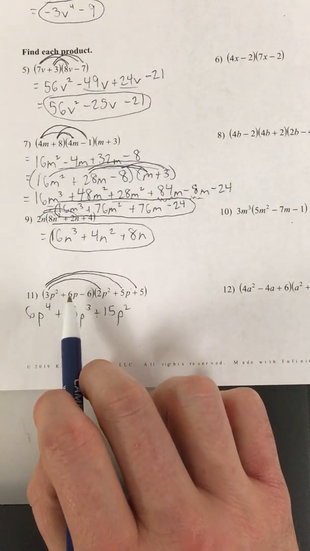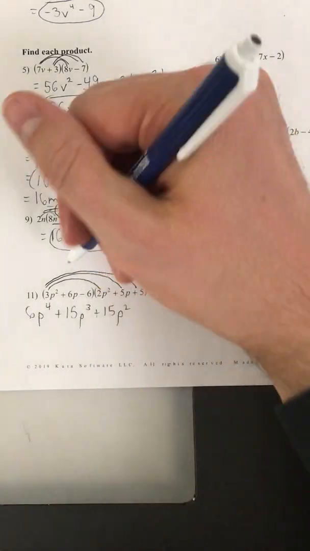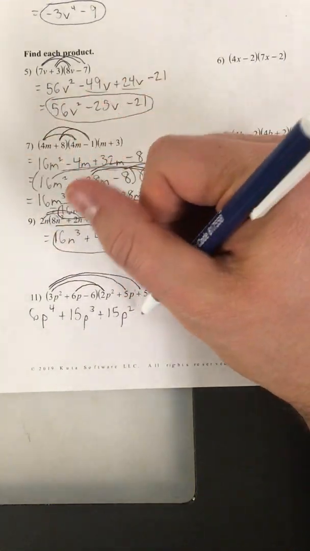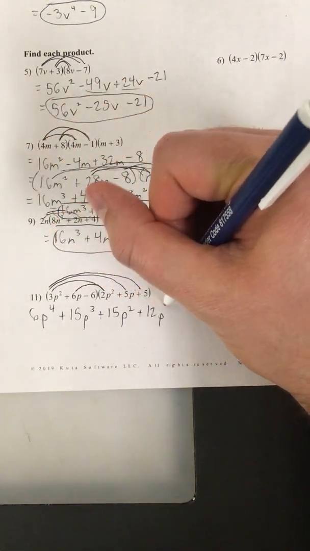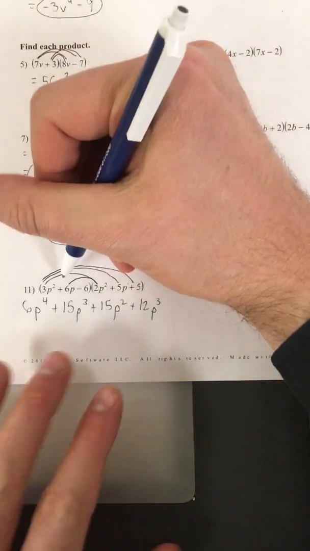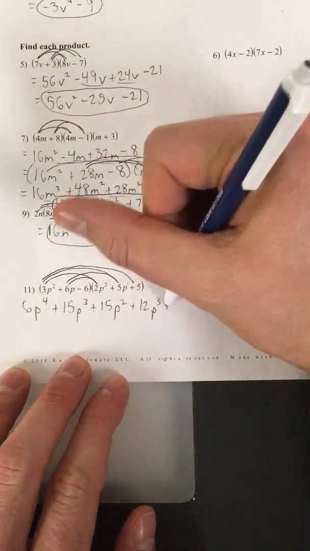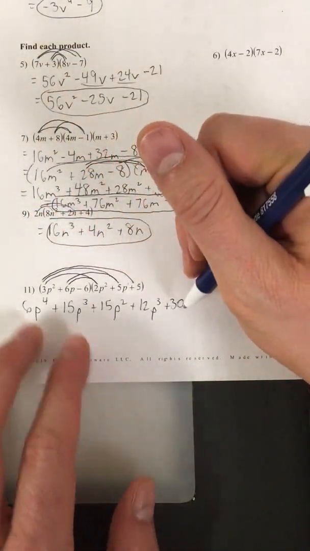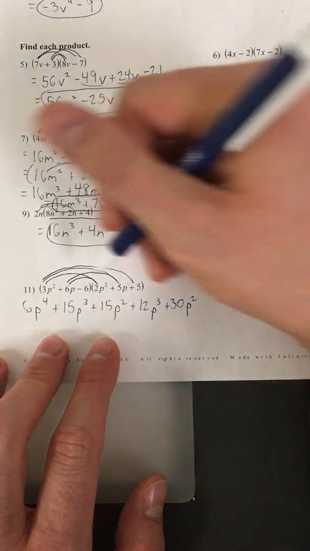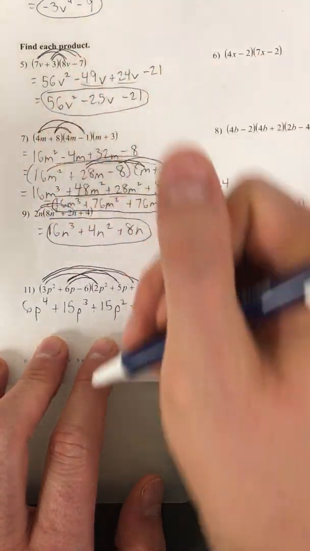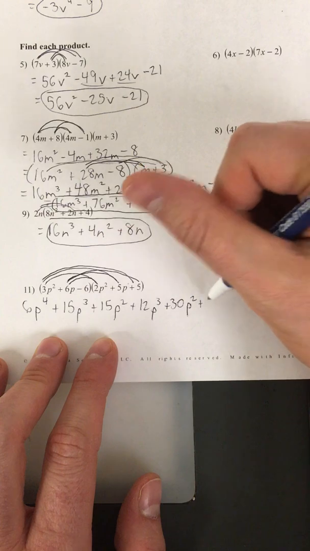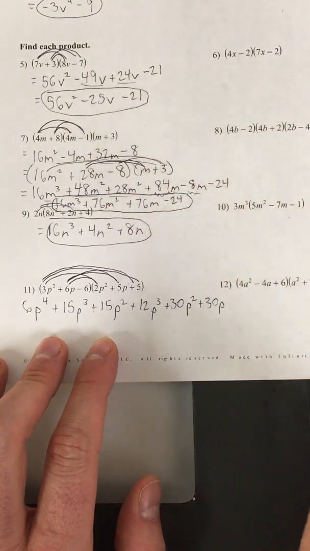I now have to do the same thing with the 6p. Distribute that to each one of them. 6p times 2p squared. Going to be plus 12p to the 3rd. And 6p times 5p. Going to be plus 30 what? P squared. And then 6p times 5. Going to be plus 30p.